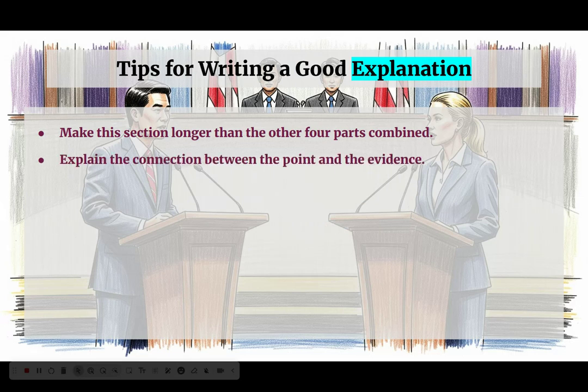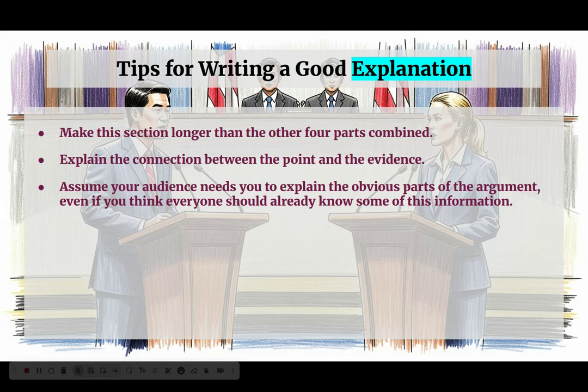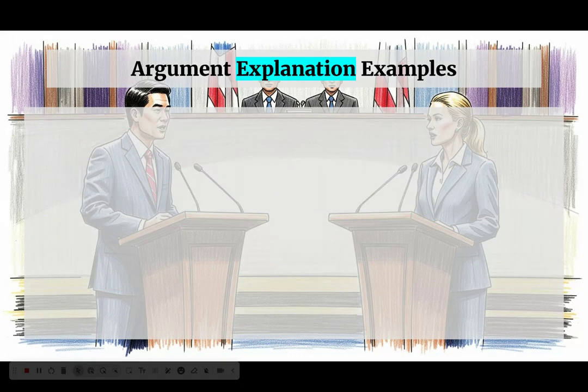It should explain the connection between the point and the evidence. So sometimes people need that spelled out. You want to assume your audience needs you to explain the obvious parts of the argument. Even if you think people should make that connection, some people don't make that connection immediately, so you need to spell it out and explain it as if they don't understand how the point proves the evidence, or how the evidence proves the point. And while you're doing this, you do want to make the reader care about this information.